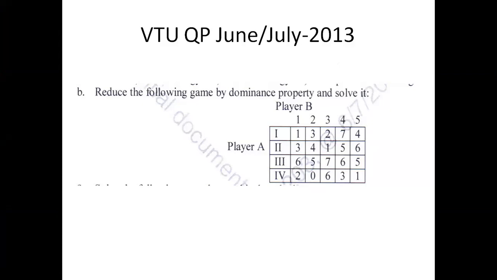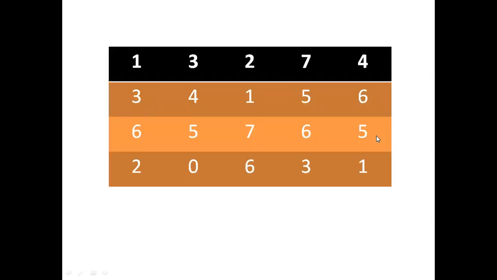The speciality of this problem is, even though it is asked to solve the game by dominance property, one can see that a saddle point exists in this particular problem. You can find the saddle point here. First we will find the row minimum. That is 1, 3, 2, 7, 4: 1 is the minimum. Then 3, 4, 1, 5, 6: again 1 is the minimum. And here 5 is the minimum and here 0 is the minimum.